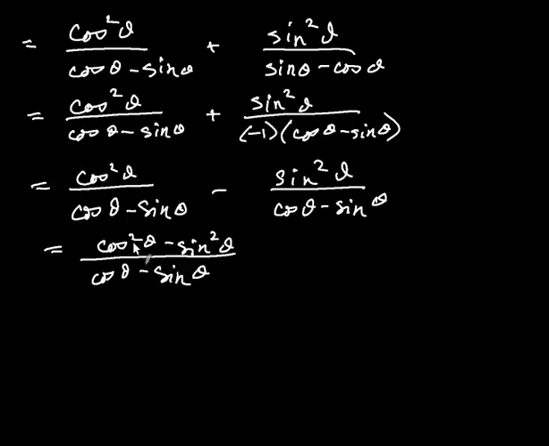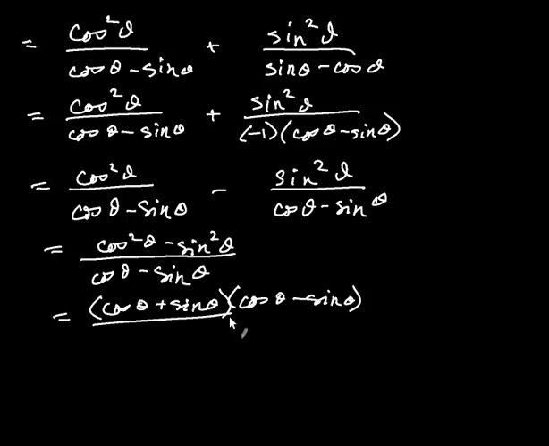And now we're in luck because the numerator is a difference of squares. So that numerator is going to be factored as cosine theta plus sine theta times cosine theta minus sine theta, all over the denominator, cosine theta minus sine theta. That difference of squares became a plus b times a minus b. And now, because this is a product, this factor cancels with that factor, and you're left with cosine theta plus sine theta.